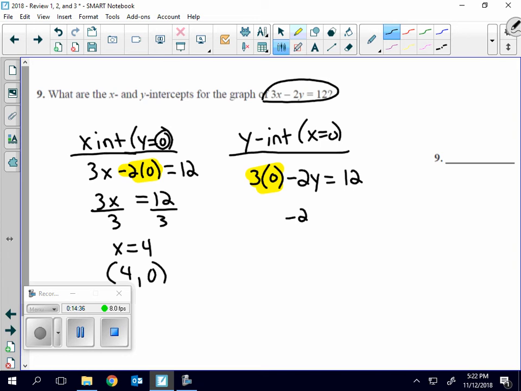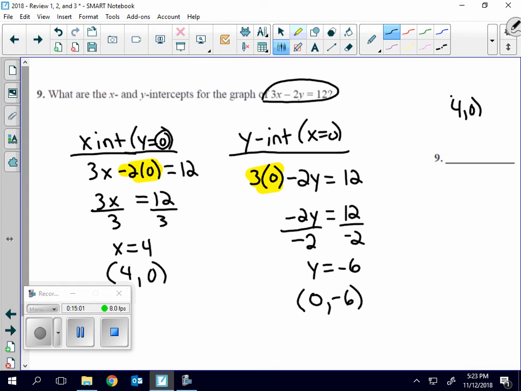So I'm left with negative 2y equals 12. Don't forget to divide by that negative 2. So y will equal a negative 6. And our point for this, our coordinate would be 0 for the x and negative 6 for the y. So we have 4, 0 and 0, -6.